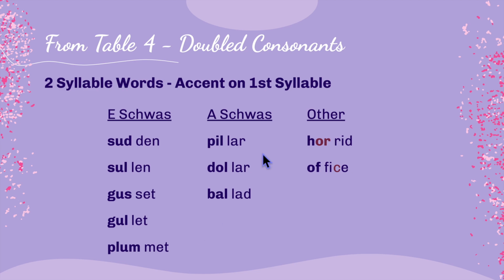In accented syllables, AR says R. In unaccented syllables, it could schwa, like at the end of these words. So we have pillar. So it's not pillar, it's pillar. Dollar, not dollar, dollar. So when these ARs schwa, it sounds more like an ER. Ballad. OR says or, so we have horrid.